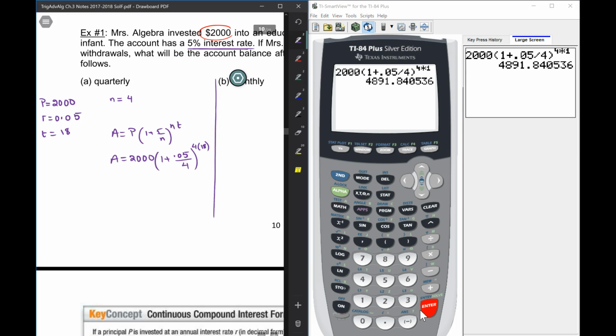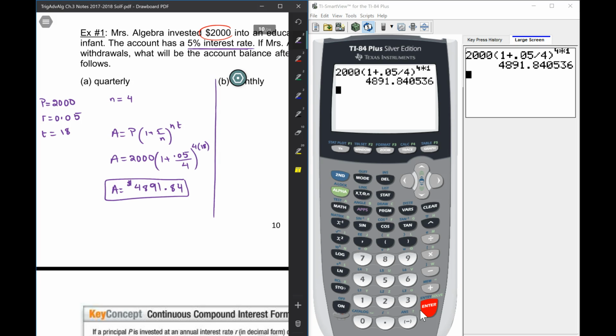So the amount is 4,891 point what? Just 8.84. This is dollars and cents. So please, I shouldn't have to tell you to round to 2 decimal places. It's money. Cents go to the hundreds place.